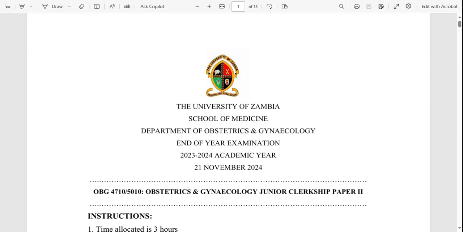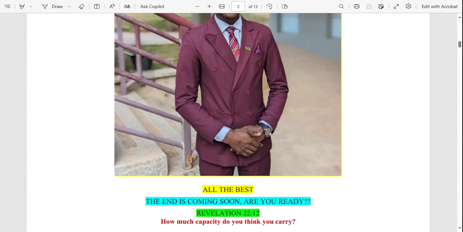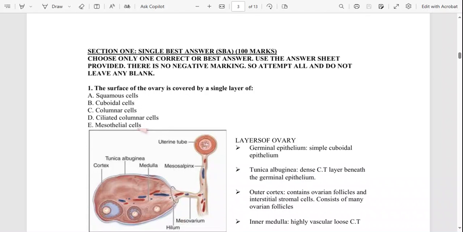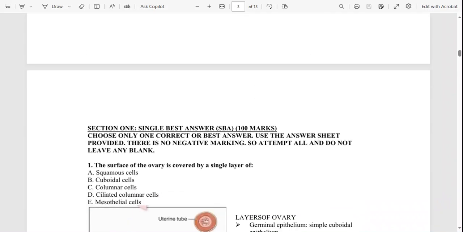So this is OBS and GYN 2024. The first question here, these are multiple choice questions.